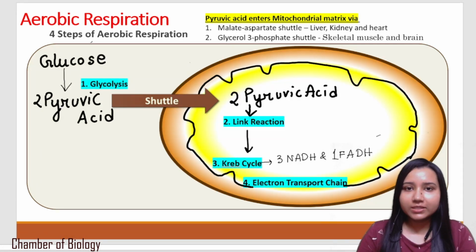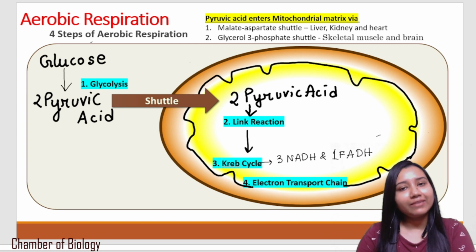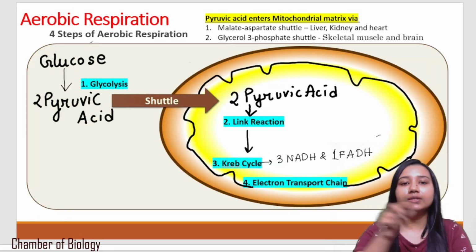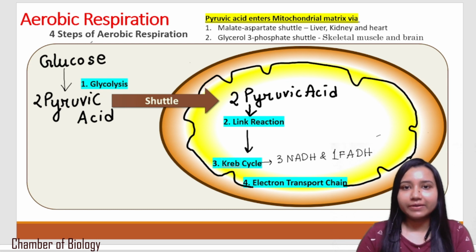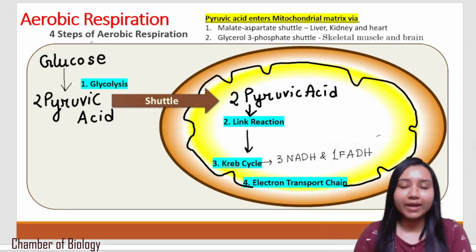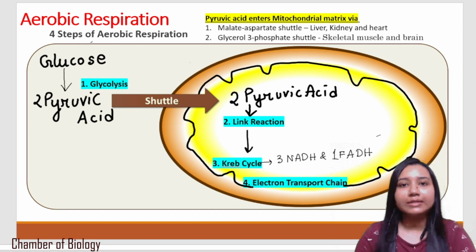Firstly, there is glycolysis, where we will see that not only ATP, NADH is also released. Then we can see in the link reaction, when the pyruvic acid that is formed enters into the mitochondrial matrix, it undergoes the link reaction, and then finally it enters into the Krebs cycle. In the link reaction and Krebs cycle, we will also see NADH is released.